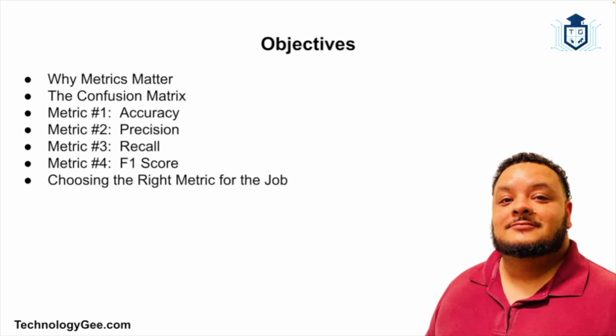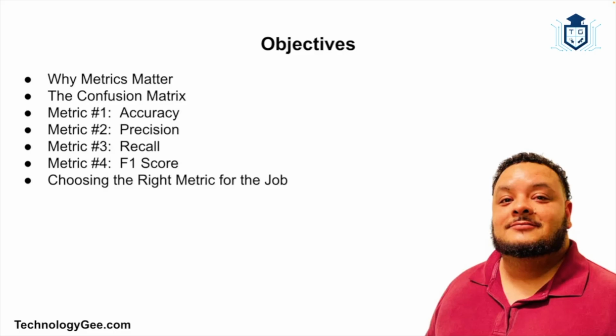Let's say you just trained a fancy new AI model. Maybe it's a spam detector, a medical diagnostic tool, or a system that predicts which customers are likely to cancel their subscriptions. You spend hours fine tuning the algorithm and feeding it data. Now you're staring at a number on your screen like 93% accuracy. Well, that sounds impressive, right? Well, maybe. So here's the catch. That number doesn't tell the whole story.